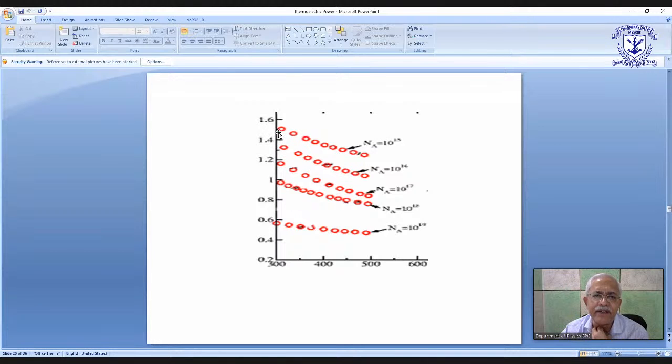Okay, you can look at the point shown here. At a doping density of 10 to the power of 15, the Seebeck coefficient may be about 1.5. If you change the doping density to 10 to the power of 16, then it reduces from 1.5 to 1.3. Okay. Further, with increase of temperature also, the Seebeck coefficient reduces. So this is the behavior for a P-type semiconductor.